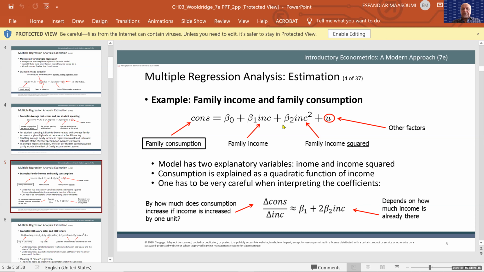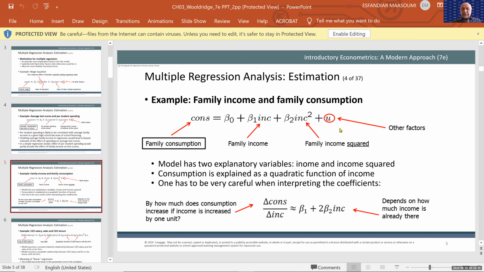So multiple regression that we will discuss will still be a linear regression, not because the variables are linear. And so this shows you how x1 could be income, x2 is income squared, right? Why not? And then you might have x3, x4 for other variables.